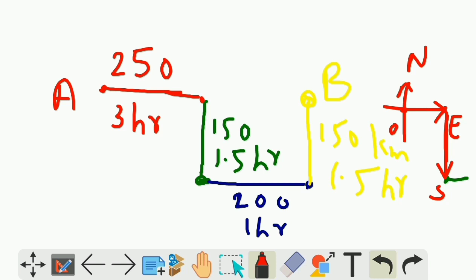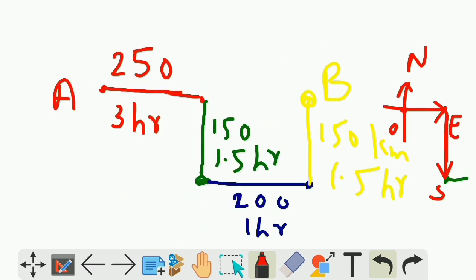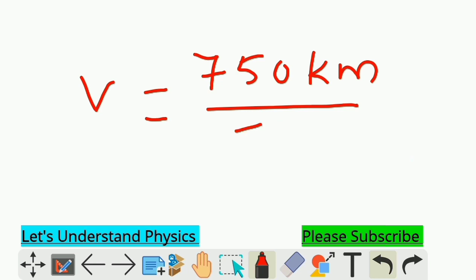Total how much? 300, 400, 700 plus 50, 750, isn't it? Add it. We have 750 kilometer divided by what is the time taken. Time also you just need to add: 3 plus 1, 4 plus 1.5 plus 1.5, 3. Again this is also 4 plus 3, 7 hour.